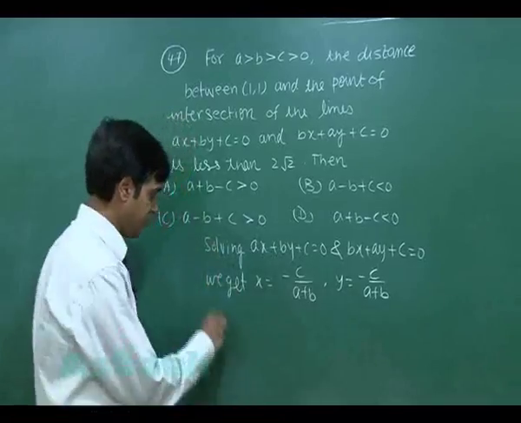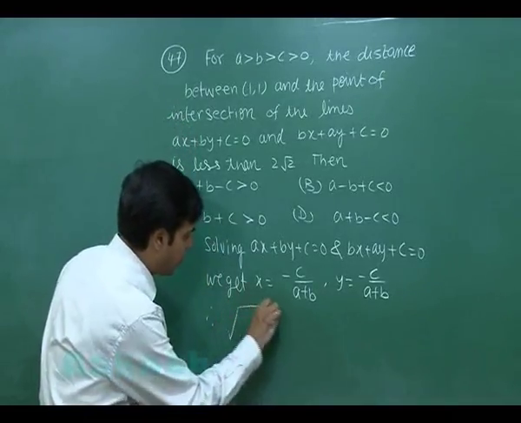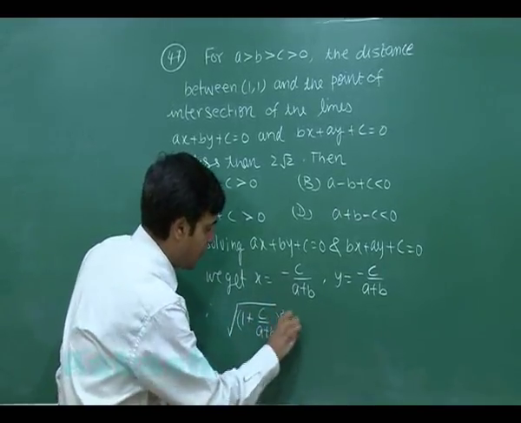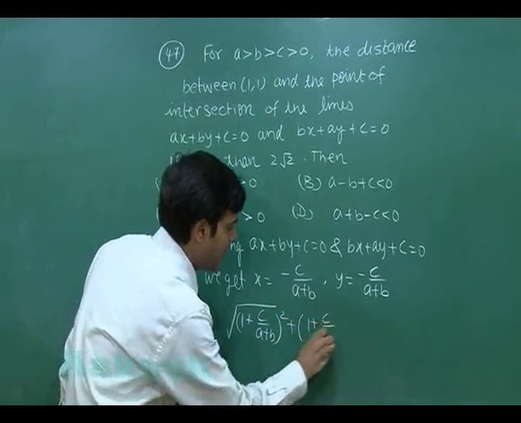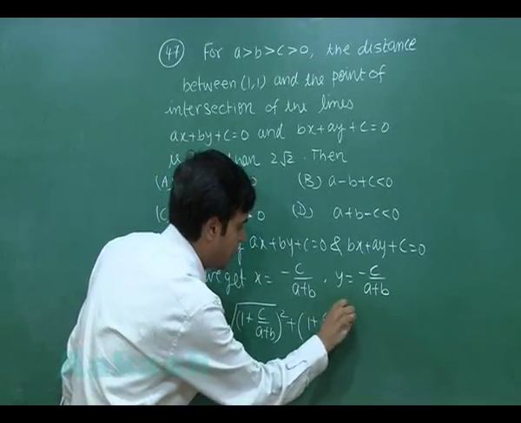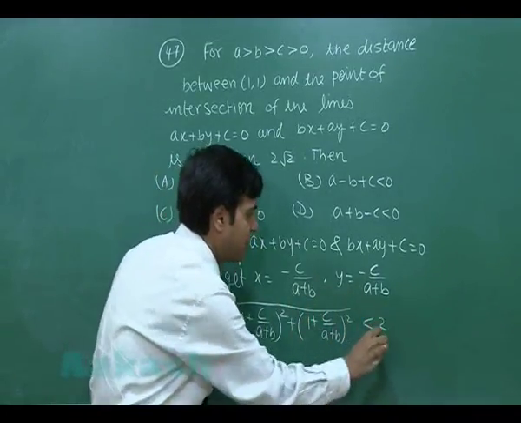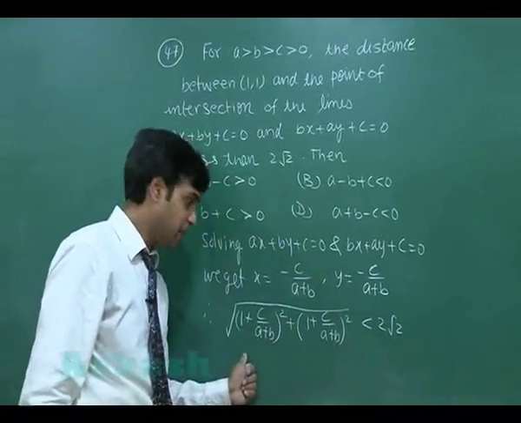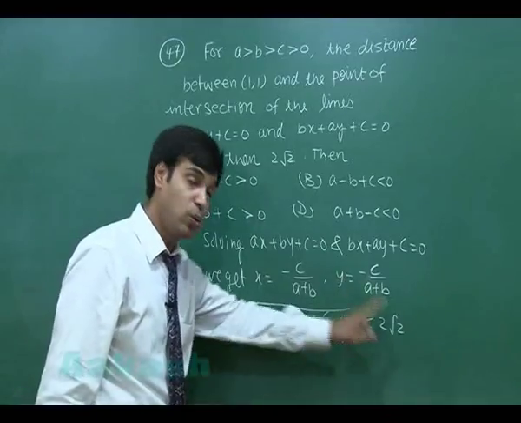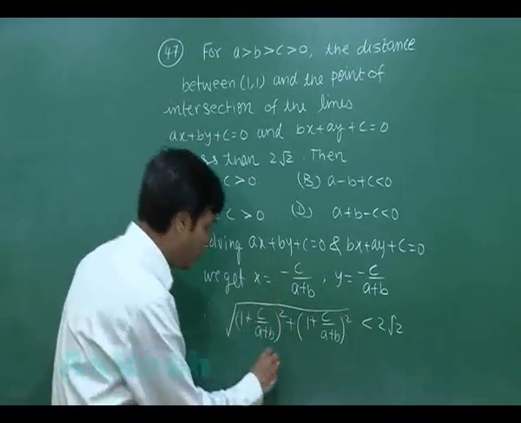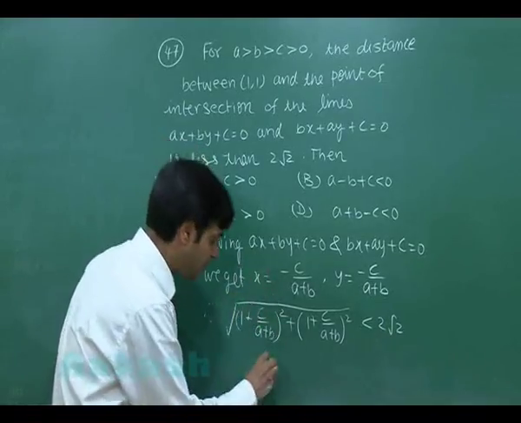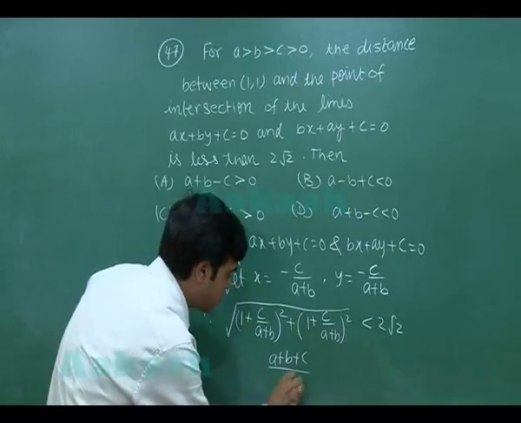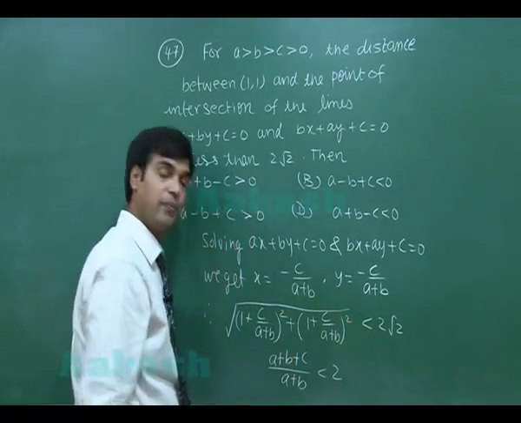Now the question says square root of (1 plus c upon a plus b) whole square plus (1 plus c upon a plus b) whole square is less than 2 root 2. This is the same, so we can write simply root 2 times the entire thing. Root 2 is cancelled out. Modulus, no need of it because a, b, c all are positive. We are getting a plus b plus c upon a plus b is less than 2.